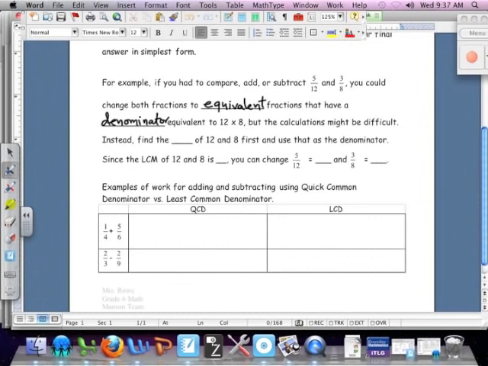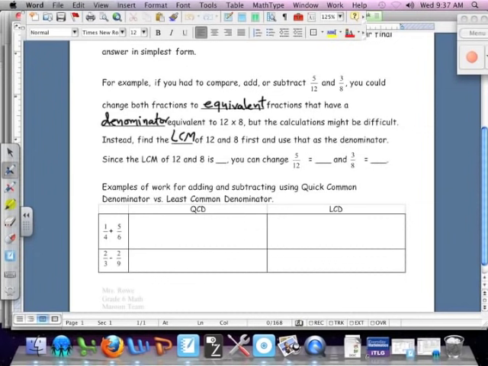12 times 8 on its own, a lot of people mess that up and say 94 or 98. But also you would end up with 40 as your numerator for what used to be 5/12, and you would end up with 36 for what used to be 3/8, and then you'd have to work with those numbers. So instead, find the least common multiple of 12 and 8 first, and use that as the denominator.